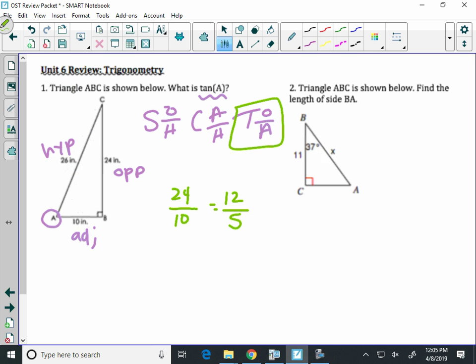If you put the unsimplified, so you typed in 24 over 10 in the Canvas, but it said you were wrong because it's 12 over 5, you're technically right. So just show me that, and I'll give you your points. Okay. Questions over that one?